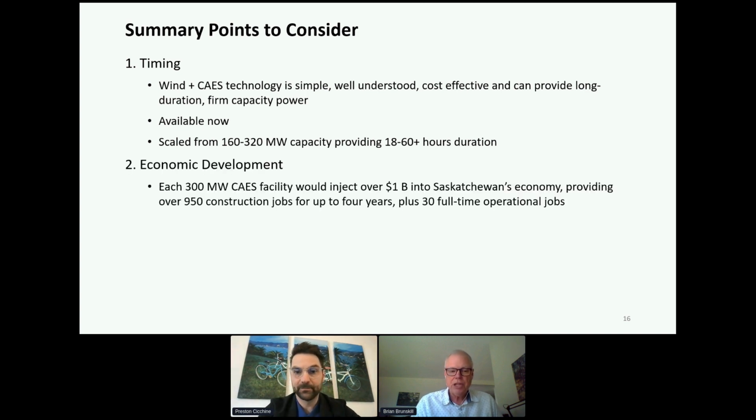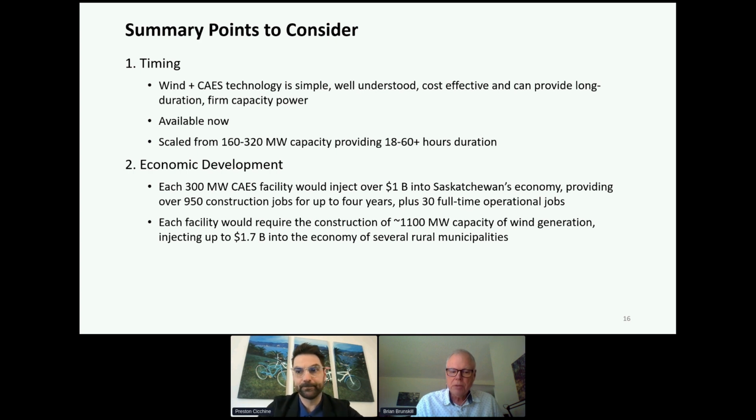This is a big capital project. Each 300 megawatt facility would inject over $1 billion into Saskatchewan's economy, providing 950 construction jobs for several years, plus full-time operational jobs. This is typical of a large project like this. And each facility would require the construction of, again, 1,100 megawatts capacity of wind generation, and this could be done by third-party investors and developers, injecting up to $1.7 billion into the economy of several rural municipalities where these solar and wind generating operations would be developed.